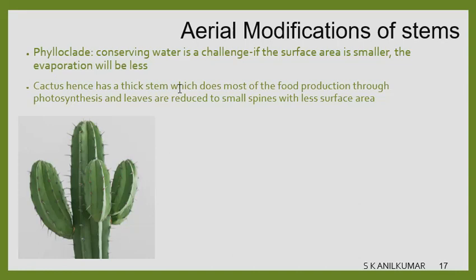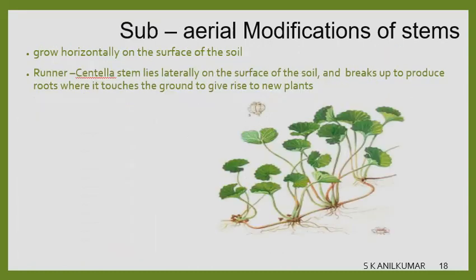So what happens, because evaporation should be prevented, because water is scarce, the surface area of the leaf becomes less because they become spines. But at the same time, food has to be produced. If it becomes spine, how to produce food? The stem has chlorophyll, the stem is fleshy and the stem is able to produce food with the help of chlorophyll pigments. So cactus has a thick stem which does most of the food production job through photosynthesis, and leaves are reduced to small spines. This is adaptation of the leaf in a desert, aerial adaptation.